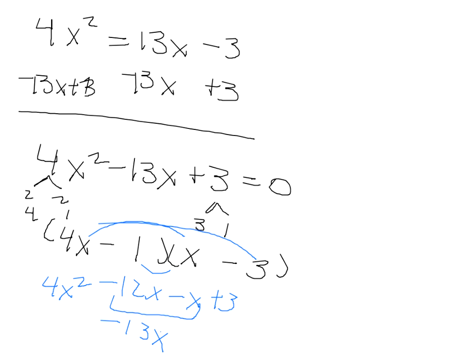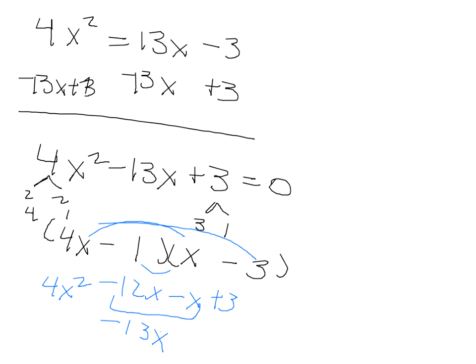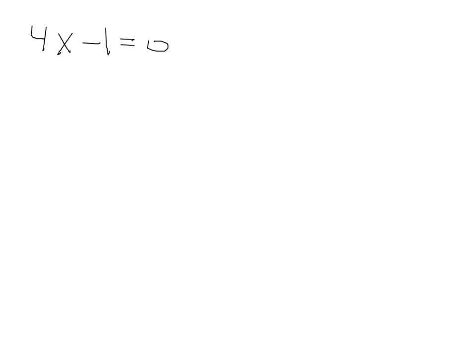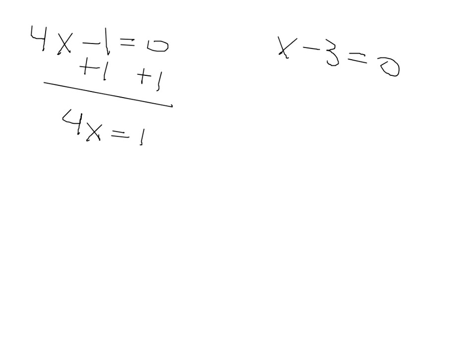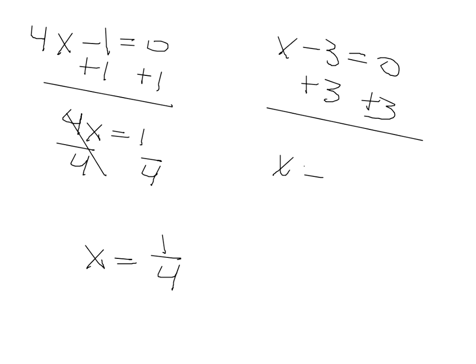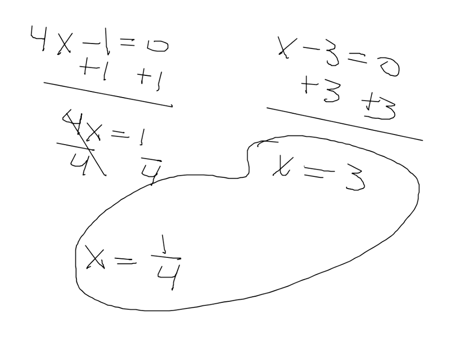Okay, so now we take each factor. So we get 4x minus 1 equals 0, and the other one is x minus 3. Add 1 to both sides. Divide both sides by 4. There we have x equals 1/4. Add 3 to both sides. x equals 3. So there's our two solutions, 1/4 and 3.